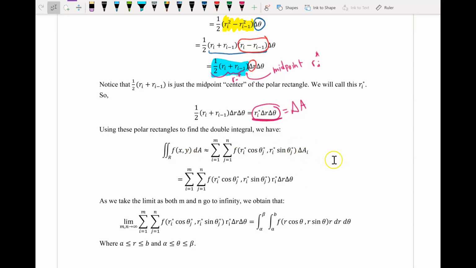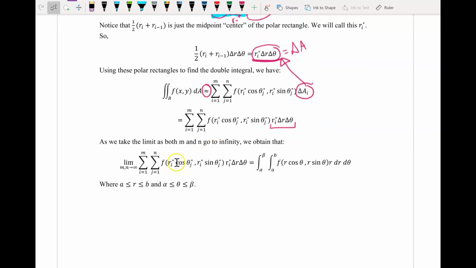But now I know what the change in A is, right? Change in A is just that guy, so I'm going to plug in this r_i star delta r delta theta in there. Now remember, this is an approximate value, so this is approximately equal to the double integral. In order to make it more equal, I'm going to take the limit as m and n go to infinity. So I make all my subsections really, really small, and the summation is going to turn into a double integral.